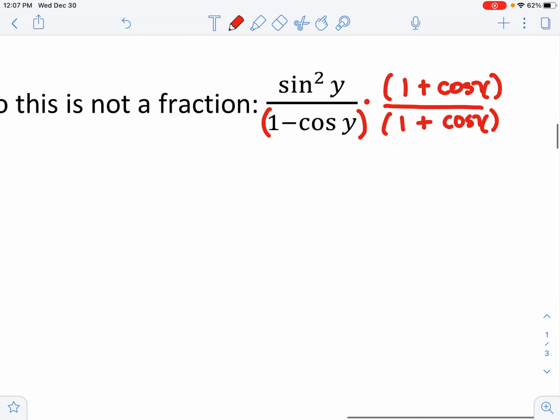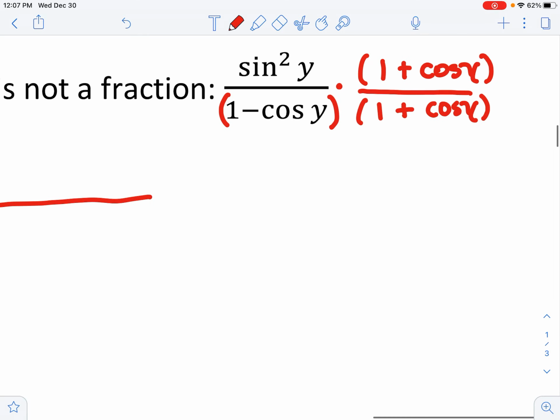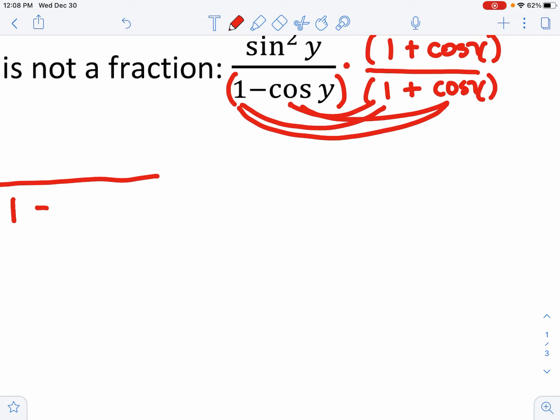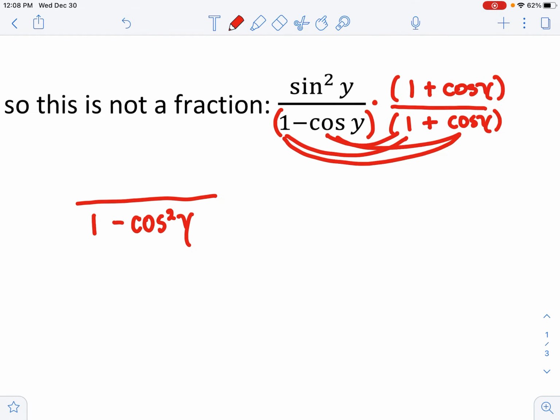Okay, so now I'm going to write my new denominator. Why am I starting with the denominator? Because I multiply by the conjugate of the denominator, because obviously something good is going to come from that. That's the whole reason I did it. First times first is 1. Outer is positive cosine of gamma. Inner is negative cosine of gamma. Those cancel, so I'm not going to even write them down. Last times last is negative cosine of gamma squared.